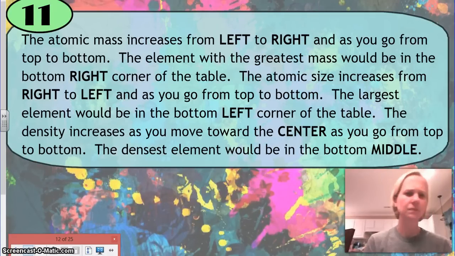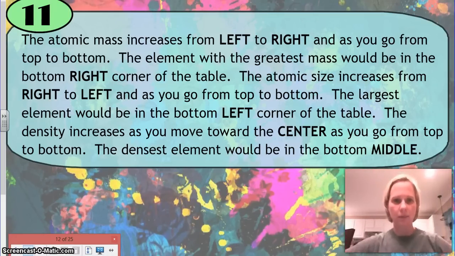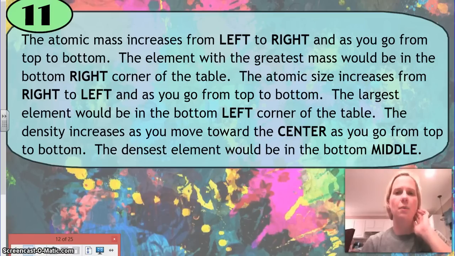Okay, number 11 was dealing with mass, density, and size, the trends on the table. As we look at the mass, it is going to increase from the left side of the table to the right side of the table, and as we go from the top to the bottom. So if we were to find the greatest mass, we're going to be shooting for that bottom right corner.